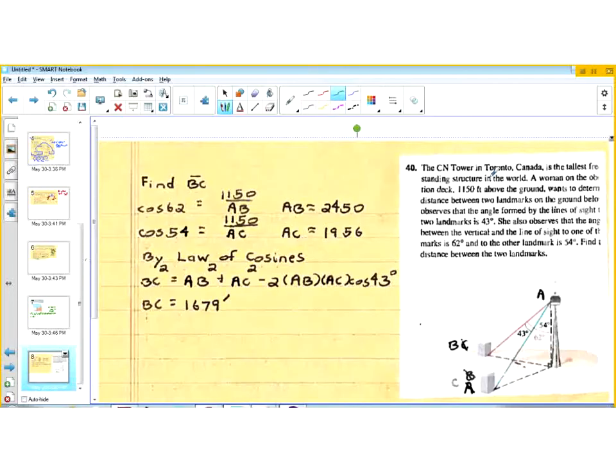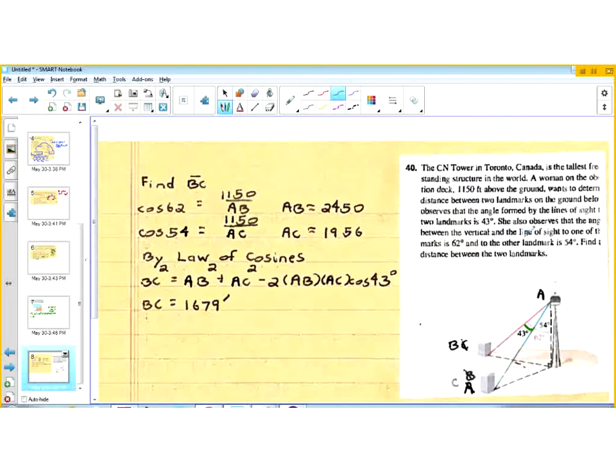Here we have the CN Tower in Toronto, Ontario, Canada, the tallest freestanding structure in the world. A woman on the observation deck, 1,150 feet above the ground, wants to determine the distance between two landmarks on the ground below, and observes that the angle formed by the lines of sight to the two landmarks is 43 degrees. So you see 43 degrees between the red and the blue.